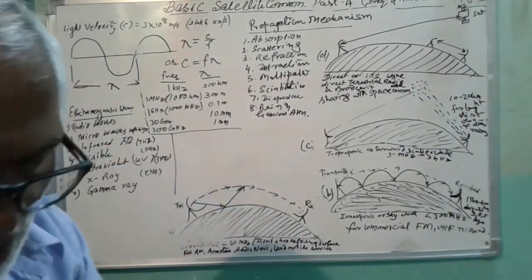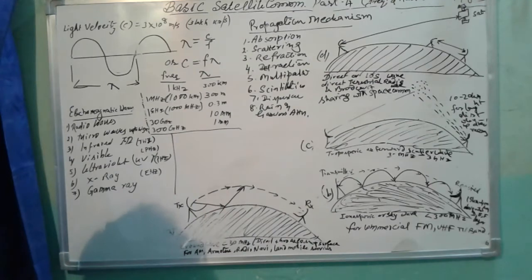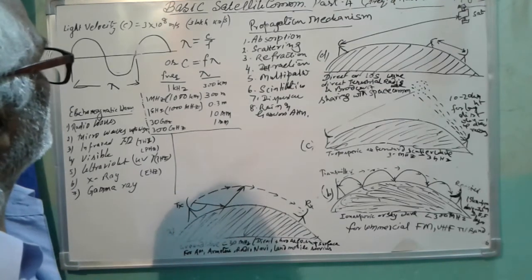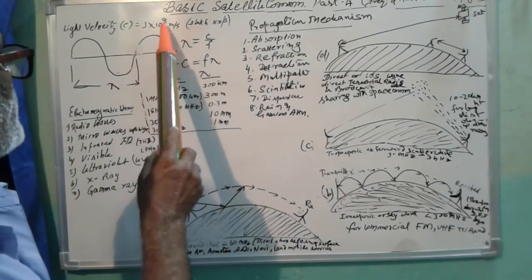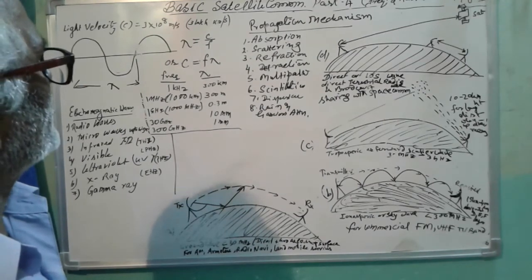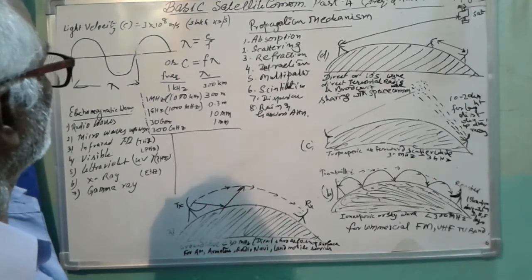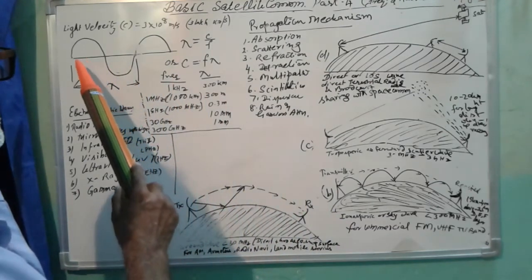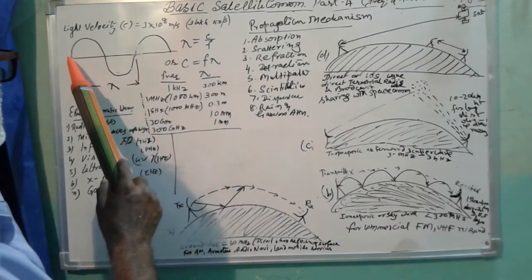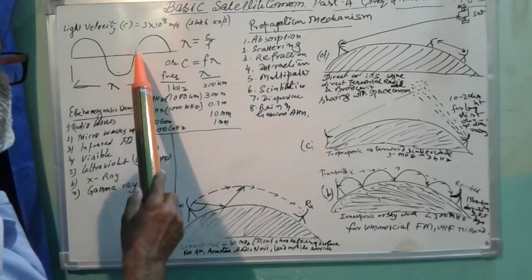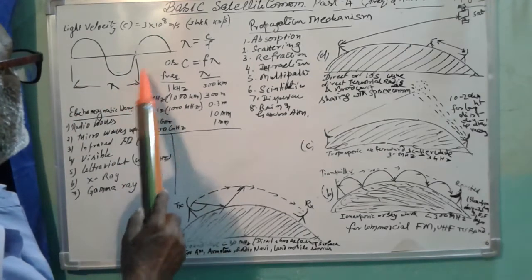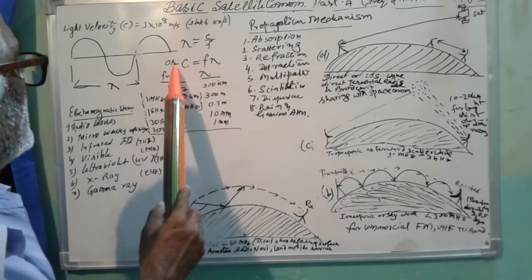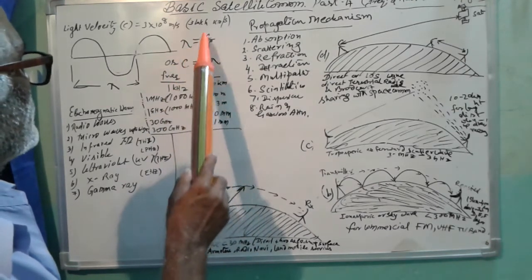Our electromagnetic waves travel at the light velocity, which is c equal to 3 into 10 power 8 meter per second, 3 lakh kilometer per second. And when the frequency oscillates from 0 to 360 degrees, or crest to crest, it is termed as lambda, and that will be in meter. Lambda is equal to c by f.